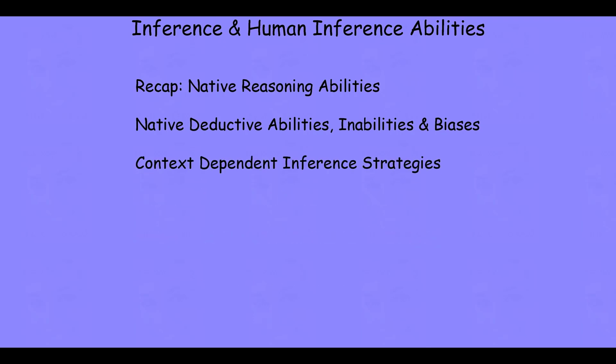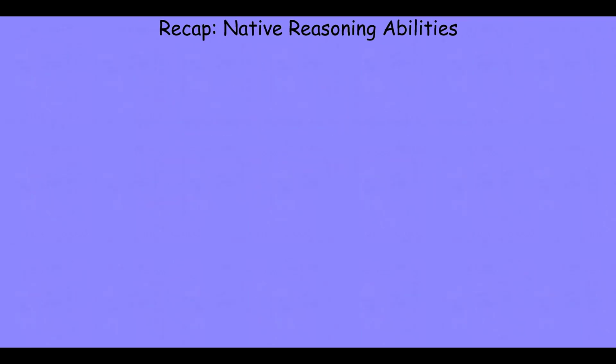Once we discuss native deductive abilities, then we'll turn our attention to that second component of System 1 inference strategies, those context-dependent inference strategies, looking at examples of both deductive and inductive context-dependent inference strategies. Then we'll finish this lecture by trying to put what we've learned into focus, trying to come up with an overall understanding of its significance. Let's turn our attention then to that first bullet point.